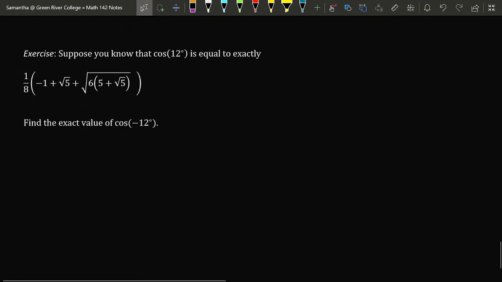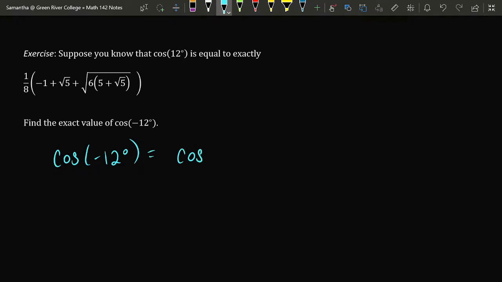We knew that cosine of 12 degrees was equal to this monster. Well, the opposite would be just equal to the exact same thing, because cosine is an even function, so cos of negative 12 degrees is the same thing as cos of 12 degrees.